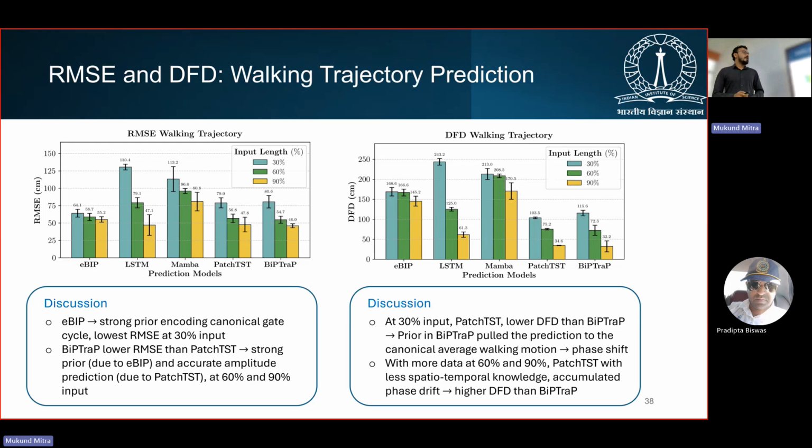And comparing the DFD scores, we see that at 30%, PatchTST has lower DFD than BibTrap because the prior in BibTrap pulls the predictions towards the canonical average, like a canonical walking motion, which induces a phase shift, due to which the DFD increases. And with more data at 60 to 90%, PatchTST, with less spatiotemporal knowledge, accumulates the amplitude of the wrong prediction, which results in higher phase drift and consequently higher DFD than BibTrap.